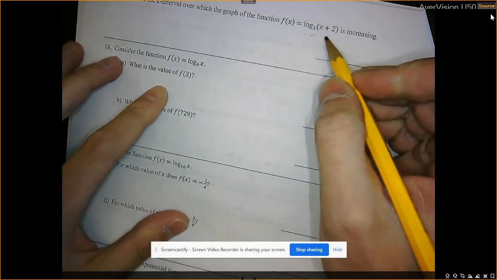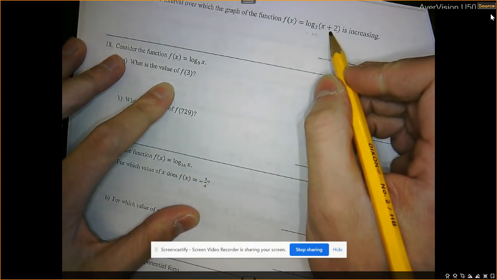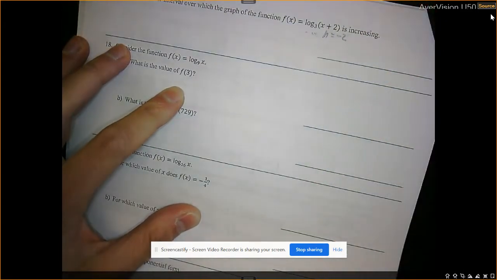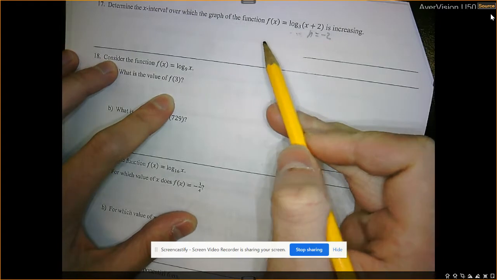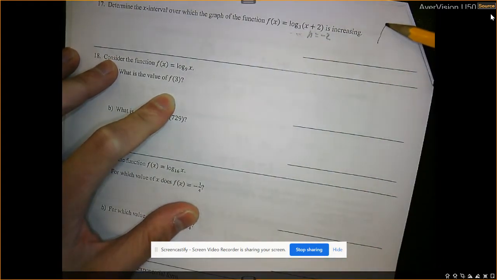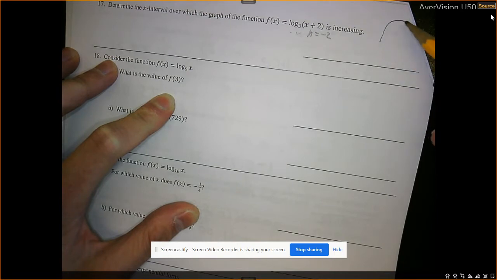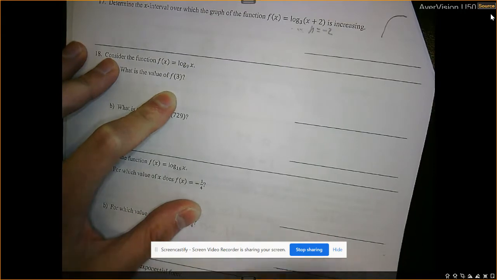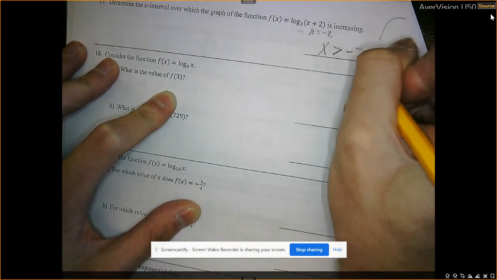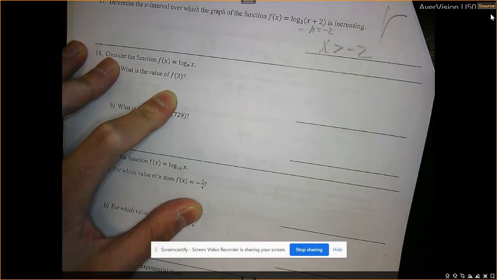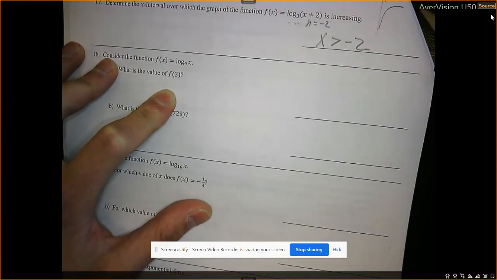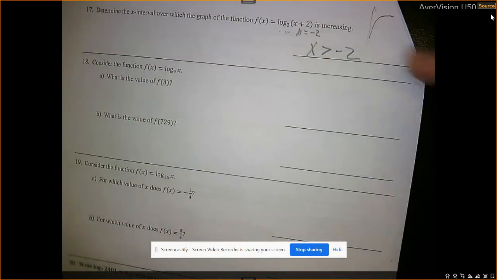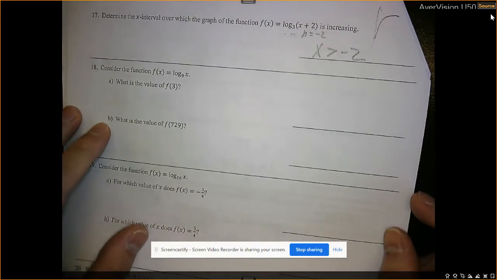Plug this into your graphing calculator and you will be able to see. But otherwise, you can realize here your h is negative 2, and you don't have a negative out front, so your log function looks like this, remember. It's increasing the whole time. As you go left to right, we're going uphill. So if your vertical asymptote is at negative 2, that means whenever x is greater than negative 2, it's increasing that whole time. Your function is increasing the whole time. And you can see that on Desmos or your graphing calculator if you plug that in.